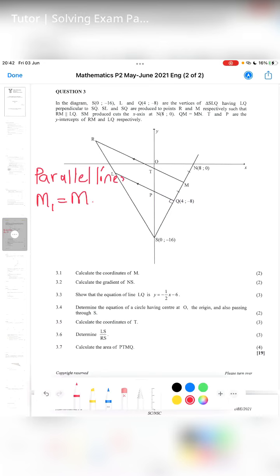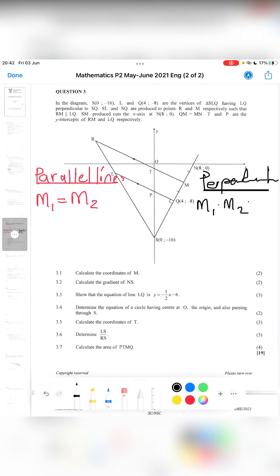So here on this side, let me talk about perpendicular lines. Let me write it down and underline that. When we're dealing with perpendicular lines, the gradient of line 1, when you multiply it with the gradient of line 2, gives you -1.